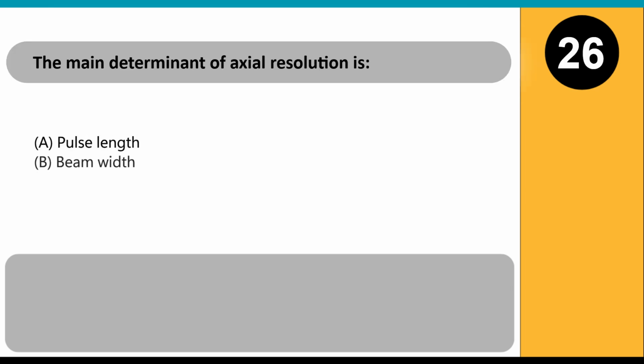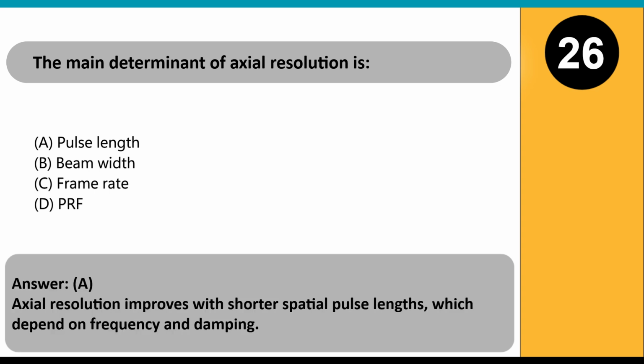The main determinant of axial resolution is A. Pulse length. B. Beam width. C. Frame rate. D. PRF. Answer A. Axial resolution improves with shorter spatial pulse lengths, which depend on frequency and damping.